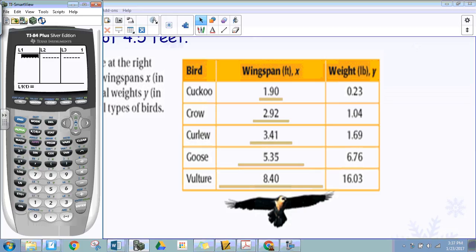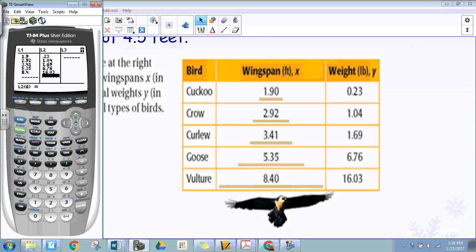So for X, we have 1.9, 2.92, 3.41, 5.35, and 8.40. And for the Y's, we have 0.23, 1.04, 1.69, 6.76, and 16.03. Okay, so that's our two lists.